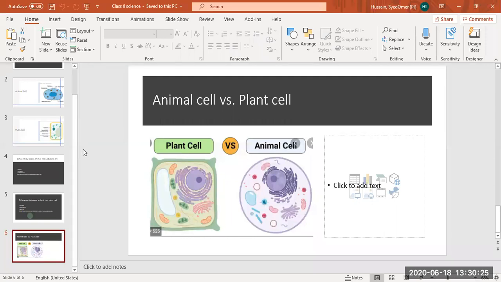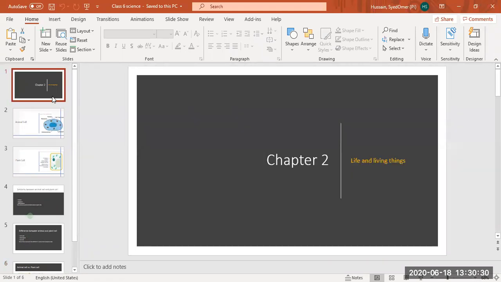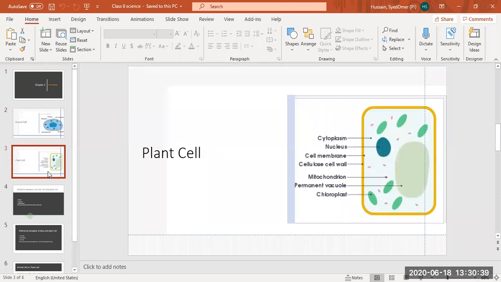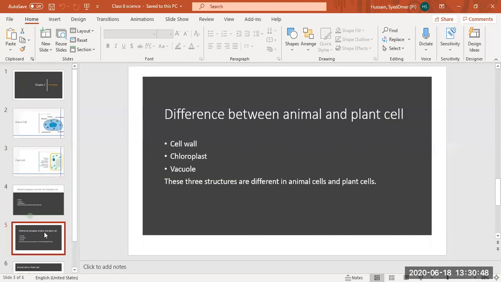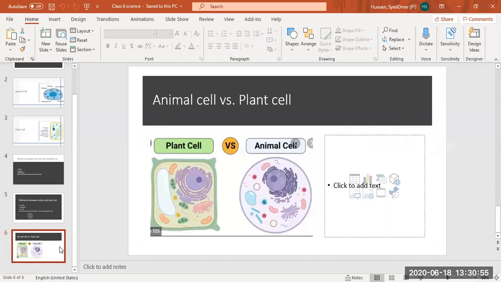So today we have discussed an animal cell and a plant cell. What are the similarities between them? What are the differences between them? So this is an animal cell. This one is a plant cell. These are the similarities between an animal cell and a plant cell. You can read them out by yourself as well. And these are the differences between an animal cell and a plant cell. And finally, I have shown you a slide which compares both cells, animal cell versus plant cell.